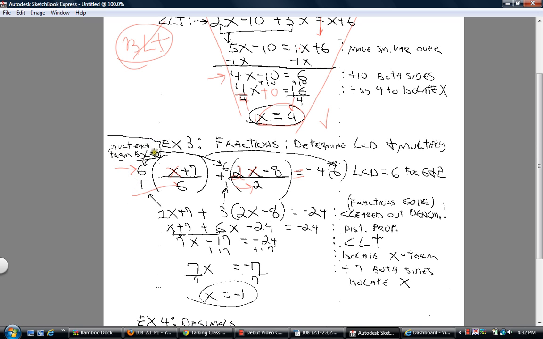Now once you figure that out, you're going to multiply by every term across the equation. x plus 7 in parentheses over 6 is a term. That's why I put the parentheses around it.